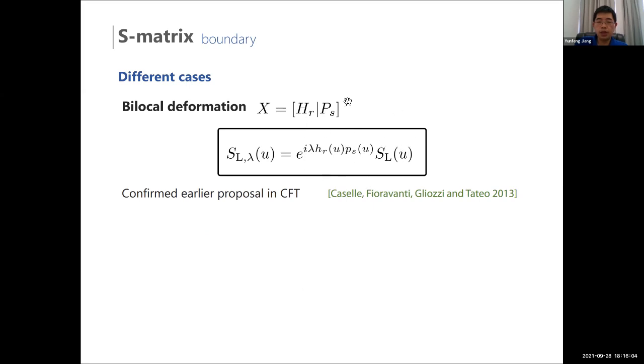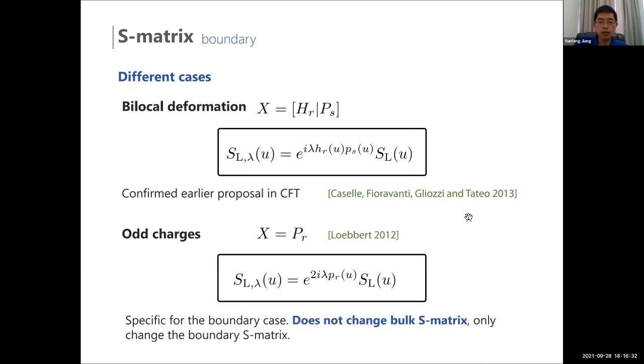A confirmation of our result is this paper by Roberto and collaborators, where they considered the boundary S matrix in CFT in the context of effective string theory. There they conjecture that it's also a phase factor. And if we take R equals S equals 1, this confirms their result. So it's a consistency check.